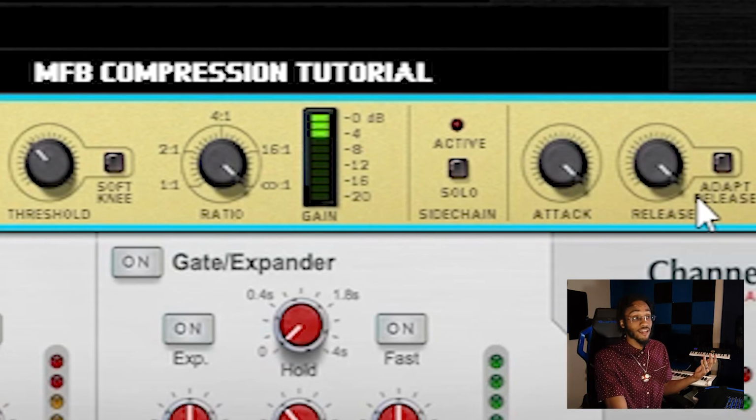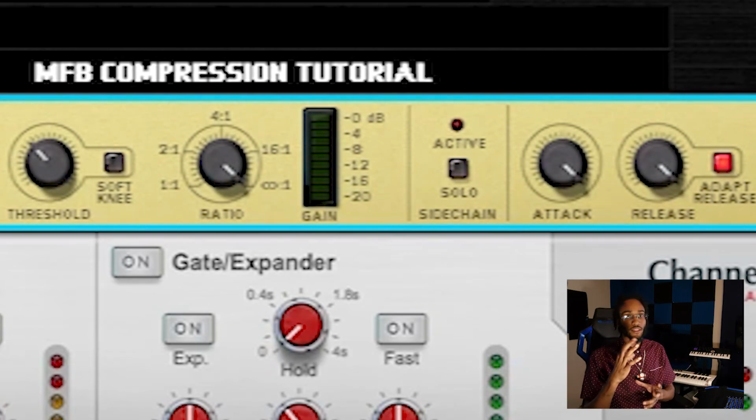Now, on the MClass compressor, it has this really cool feature called Adapt Release. And basically what that does is it allows the MClass compressor to kind of read how quickly the audio is falling from that threshold and adapt the release so that it sounds more natural rather than mechanical.